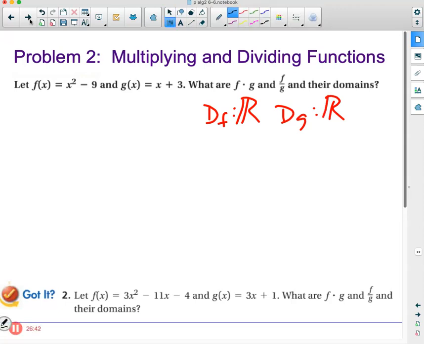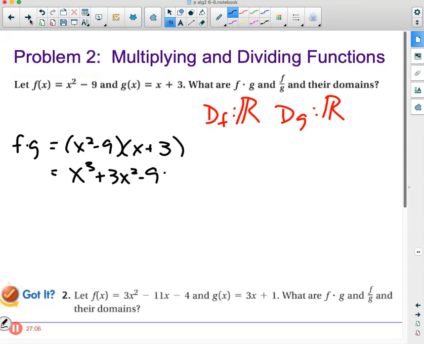Now we have to multiply them. Well, just a week or two ago, I asked you how you multiplied those. How do we multiply those? Yeah, FOIL. It's two binomials. Just use FOIL. X squared times x is x to the third plus 3x squared minus 9x minus 27. Can we combine any like terms here? That's all we can do. So now, domain.